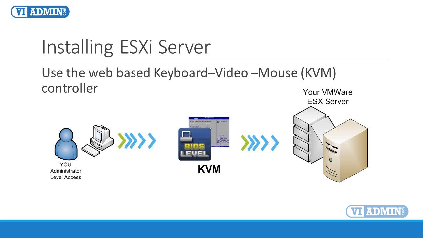Now, back to our main objective. How do we enable SSH? In order to enable SSH, we need to use a keyboard and monitor directly attached to our ESXi host, or we can use a KVM controller if we're not sitting right in front of our server.